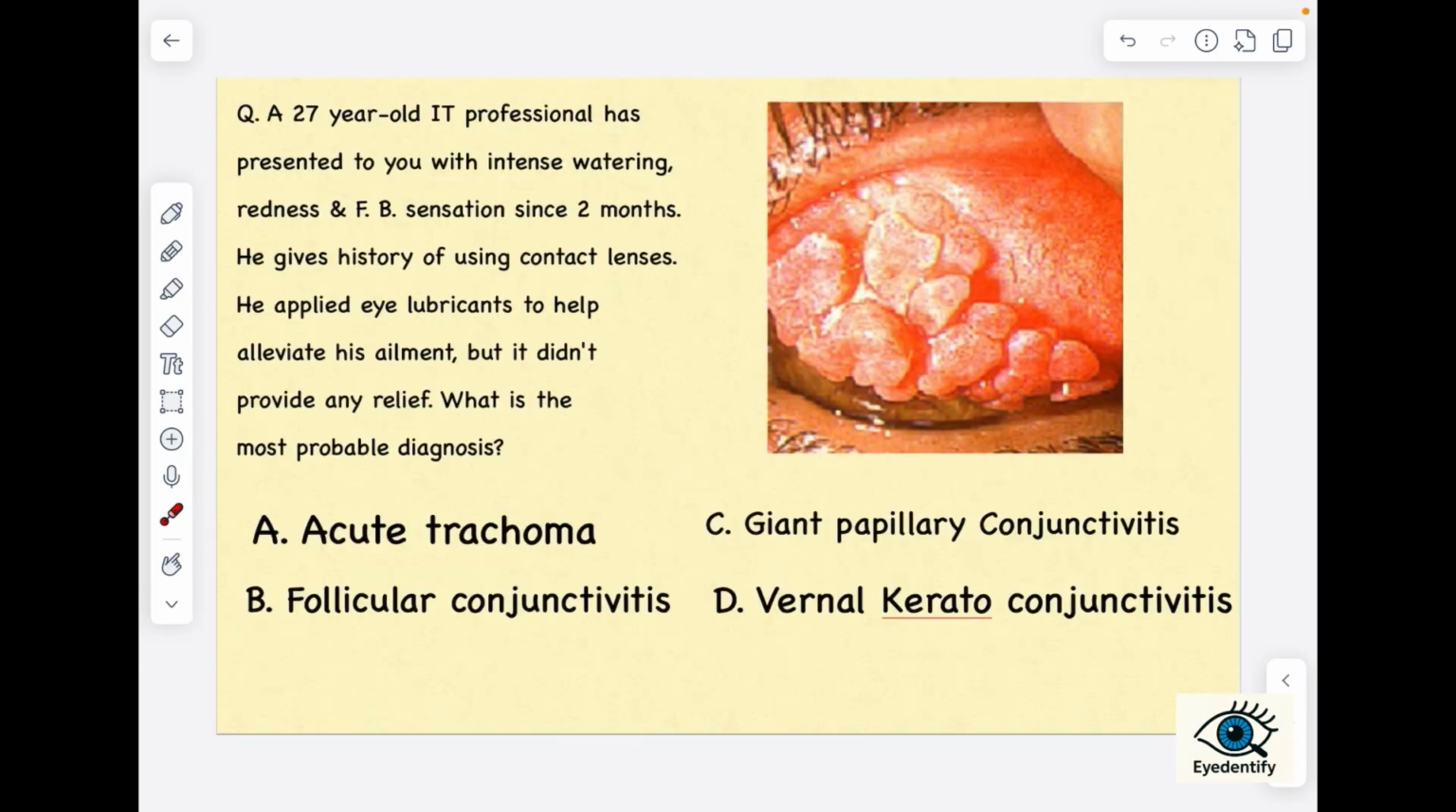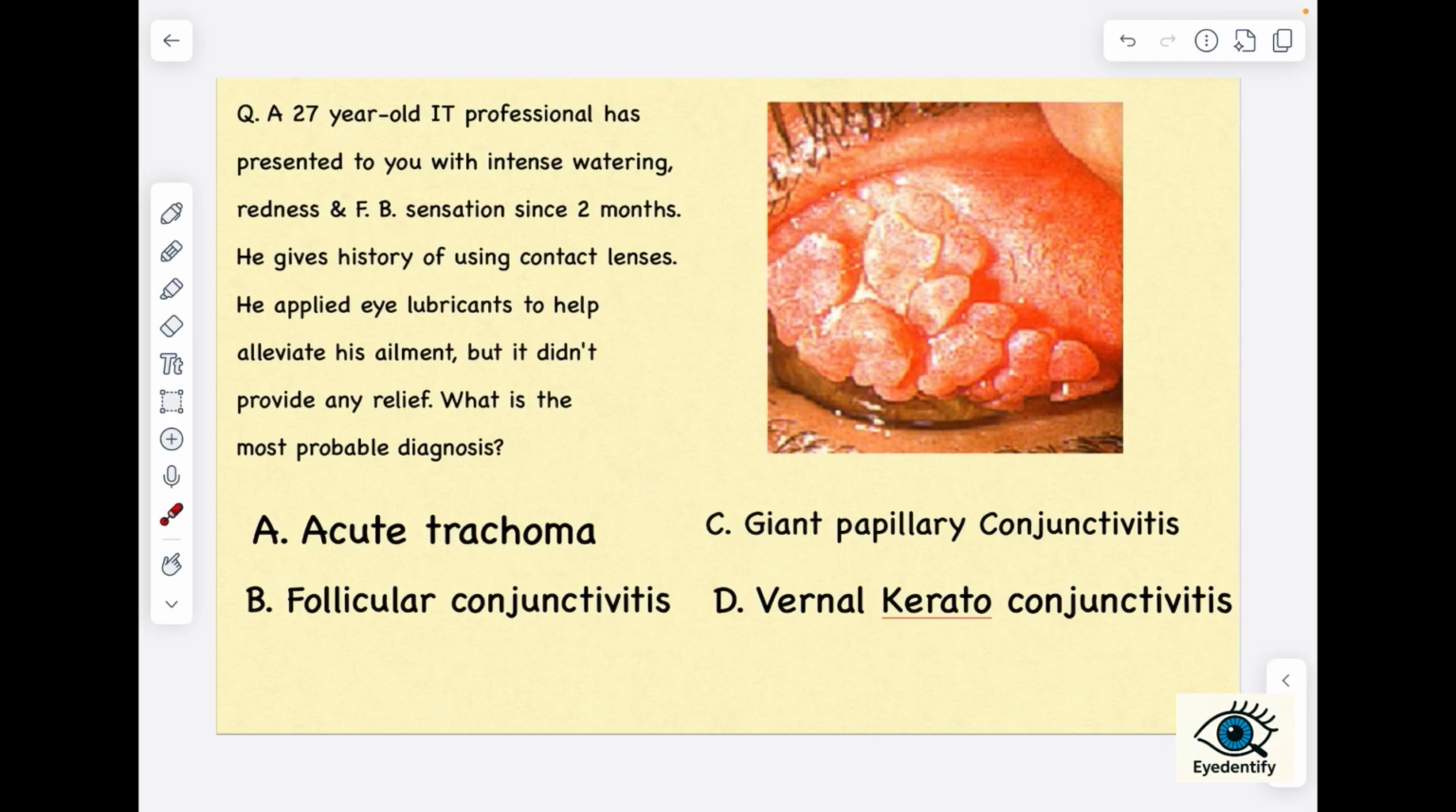Now, the second question is: a 27-year-old IT professional has presented to you with intense watering, redness, and foreign body sensation since 2 months. He gives history of using contact lenses. He applied eye lubricant to help alleviate his ailment but didn't get any relief. What is the most probable diagnosis?